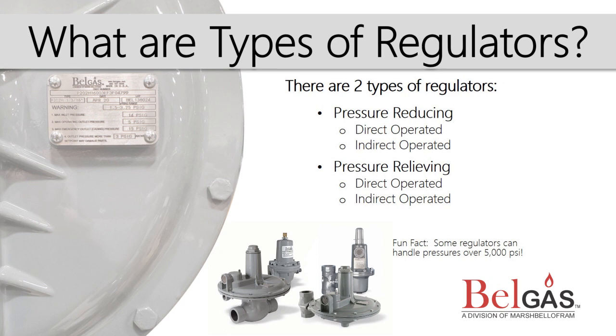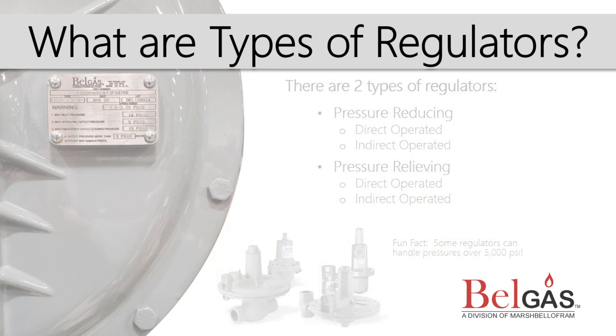Both pressure reducing and pressure relieving regulators can operate as standalone units, which can be referred to as direct operated, or can be externally controlled by another device, which can be referred to as indirect operated. The supplemental devices in an indirect regulator can help the regulator more accurately operate within the necessary flow and pressure parameters. Next, let's review some key parts of a regulator and their functions.